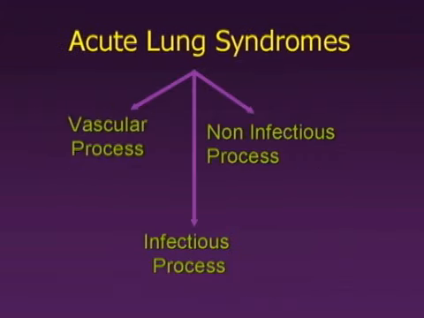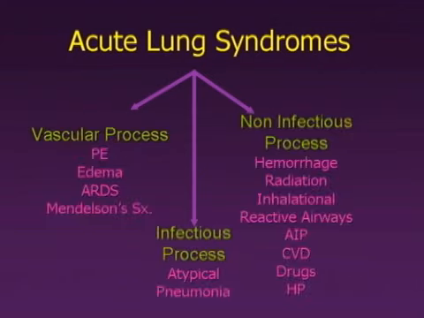So when we're talking about acute lung syndromes, we can divide the parenchymal processes into three large categories: vascular processes, infectious processes, and non-infectious processes. When we speak of vascular processes, we're considering pulmonary embolism, edema, ARDS, and Mendelsohn's syndrome. Infectious processes would include the atypical pneumonias, and non-infectious processes include hemorrhage, radiation pneumonitis, inhalational and reactive airway diseases, acute interstitial pneumonitis, collagen vascular disease, drug reactions, and hypersensitivity pneumonitis.